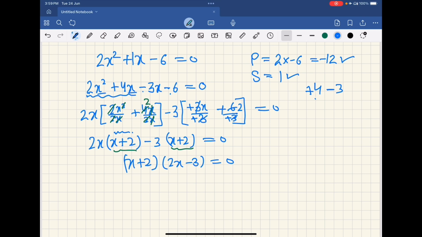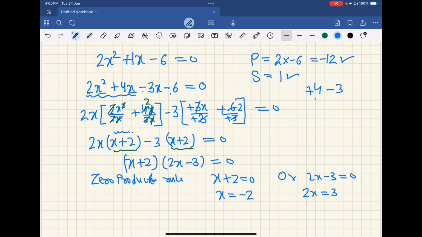Again, what will we do? We will use the zero product rule. So you just make this statement using the zero product rule. So either x plus 2 is 0 or 2x minus 3 is 0. If x plus 2 is 0, x would be equal to minus 2. Here, 2x would be equal to 3. Minus 3 goes to the other side, becomes plus 3. Or x equals 3 by 2. So these are the roots for this question.